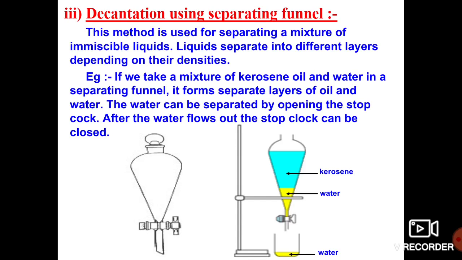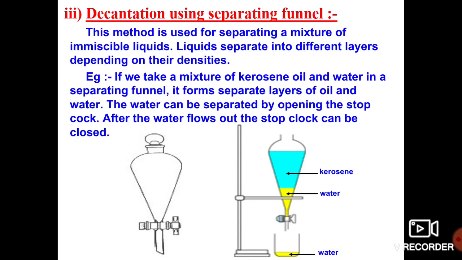It is an equipment that we use to separate a mixture of denser and lighter liquids. How is this funnel helpful to separate mixtures? Observe carefully. If we take a mixture of kerosene oil and water in a separating funnel, in the first picture it is a separating funnel. In the second picture, the yellow color indicates the presence of water, and the other color is kerosene.